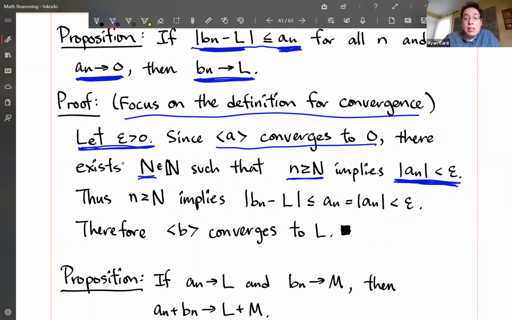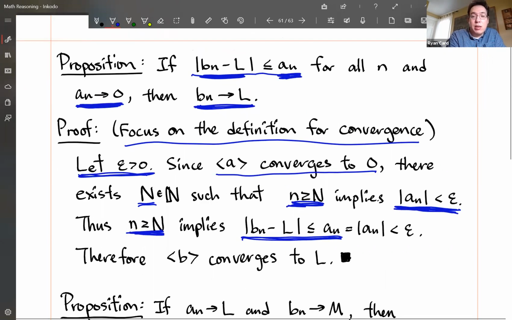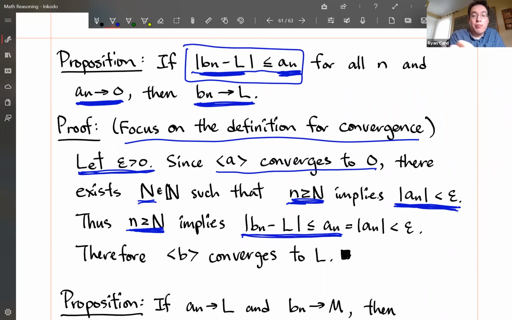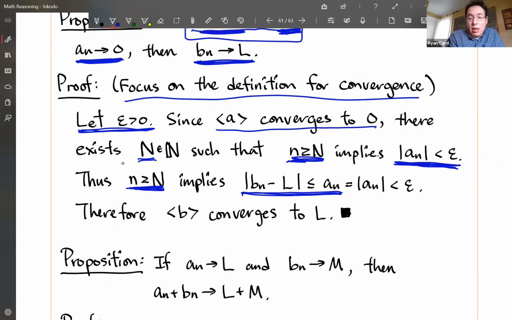Now, let's see what that means in terms of the sequence BN, okay? So if this little n is greater than the same N that's given to us here, then that means that, let's see, okay, this first inequality is given to us in the statement of the problem. So that's a hypothesis. We already know that that's true. But look, AN has to be positive already because it's a number greater than or equal to an absolute value, right? So that's equal to itself in absolute value.